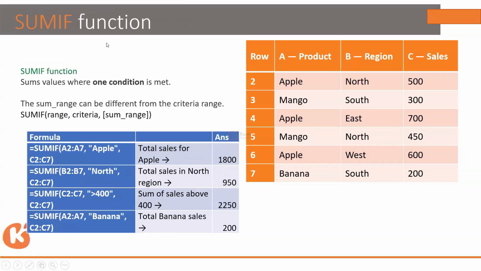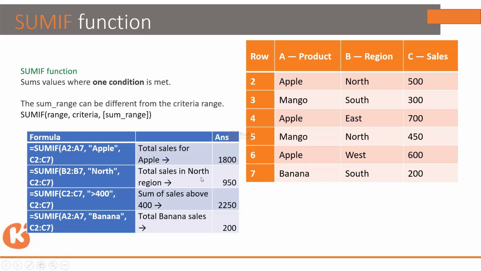Then the third function is SUMIF. What does SUMIF do? It sums values where one condition is met. When one condition is met, it will give you the result. So again with the same data range, we want total sales for Apple. What we have given is SUMIF, A2 to A7, where we have to find Apple, and then C2 to C7. So we want to find total sales for Apple, and here you can see it is giving me 1800.